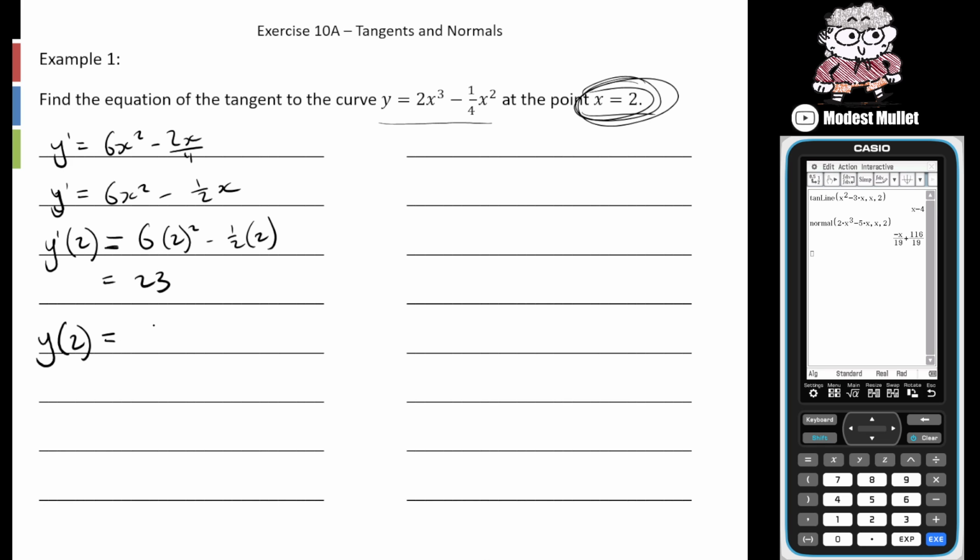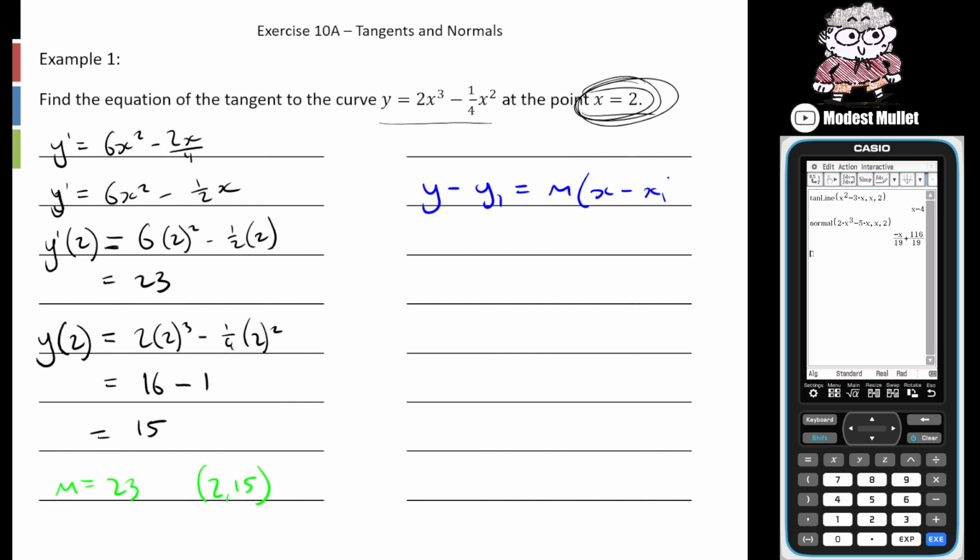So y of 2 is equal to 2 by 2 cubed minus 1 on 4 by 2 squared. 2 cubed is 8, times by 2 is 16, take away 2 squared is 4, divide by 4 is 1, is 15. Okay, so I have my 3 key points. I have m is equal to 23, and I know my coordinate is at 2, 15, and I can substitute that into y minus y1 equals m(x minus x1).